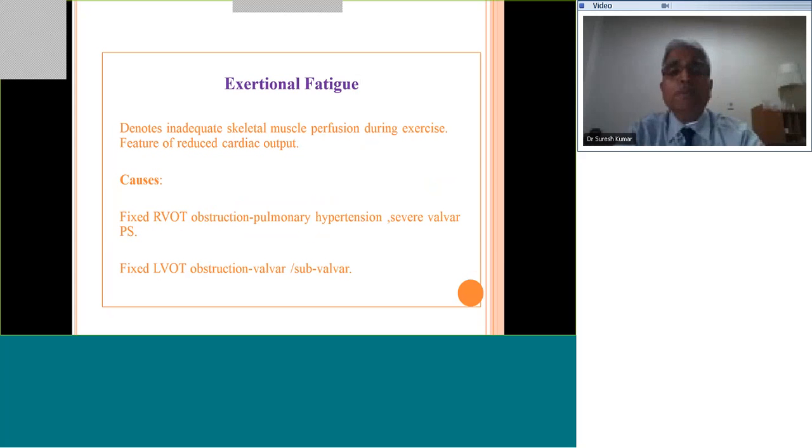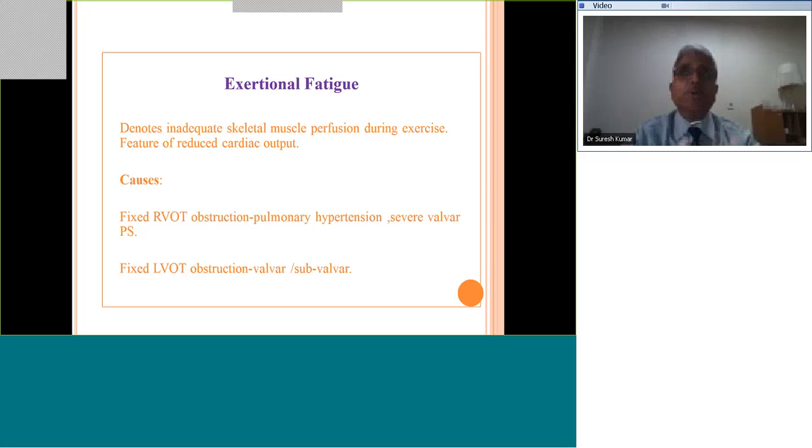Now we move to another symptom, exertional fatigue, which denotes an inadequate skeletal muscle perfusion during exercise. It's a feature of reduced cardiac output. And the causes would be a fixed obstruction to the right ventricular outflow. This may be either severe valvar stenosis or pulmonary hypertension, or a fixed LVOT obstruction, which may be valvar, subvalvar, supravalvar.